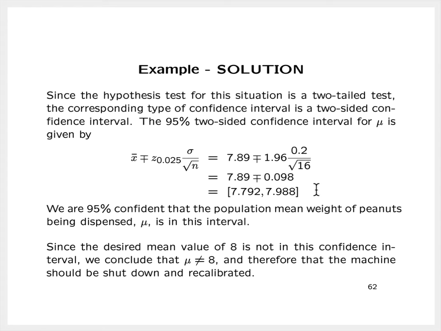And so now that we have obtained the sample and constructed the interval, we can say that we are 95% confident that the population mean weight of peanuts being dispensed, mu, at the time that the sample was obtained is somewhere between 7.792 ounces and 7.988 ounces. And when we say that we're 95% confident, what we're communicating is that we are using a process that we know in the long run would produce intervals that contain the true value of the mean 95% of the time. So again, we're thinking of this in the context of relative frequency probability.